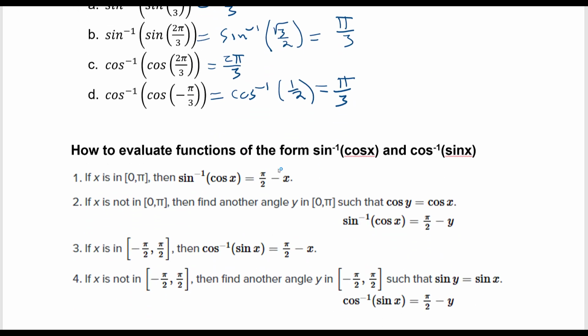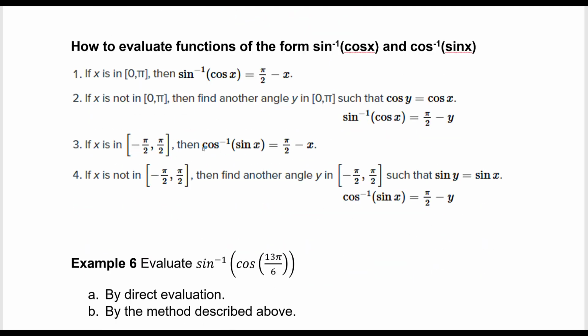Okay, let's carry on. How to evaluate functions of the form sine inverse of cosine of x. These are kind of fun, actually. And cosine inverse of sine of x. If x is in the interval from 0 to pi, then sine inverse of cosine of x is pi over 2 minus x. If x is not in the interval, then find another angle y that is in the interval, such that cosine of y equals cosine of x, and sine inverse of cosine of x is pi over 2 minus y.